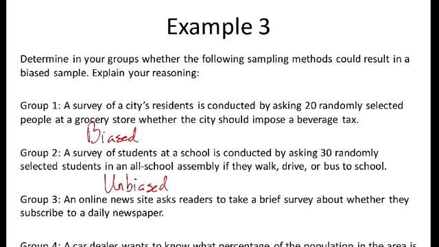Group 3, an online news site asks readers to take a brief survey about whether they subscribe to a daily newspaper. I'm going to say that's a little biased. First of all, it's not getting any opinions of people that aren't subscribed to that or that aren't reading that news site. Also, if people are reading a news site, they're probably going out of their way to read the news, which means there's probably a higher percentage that they're going to be reading the newspaper as well. So that's probably a little biased.